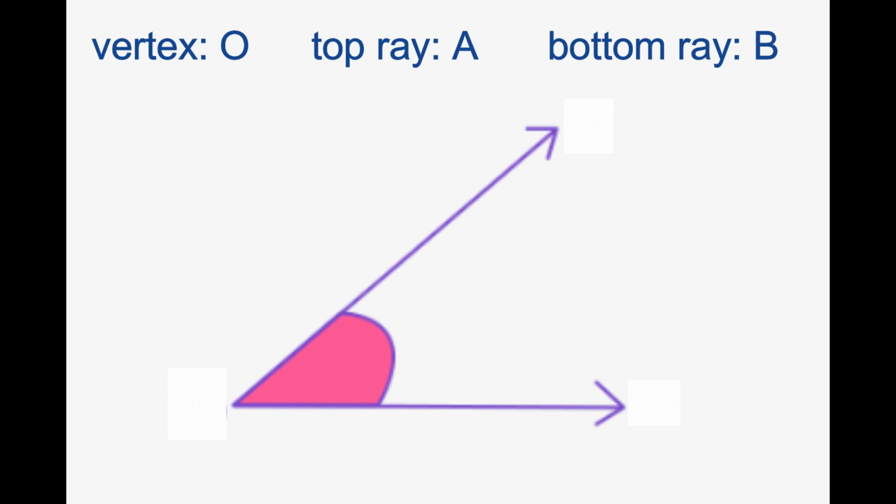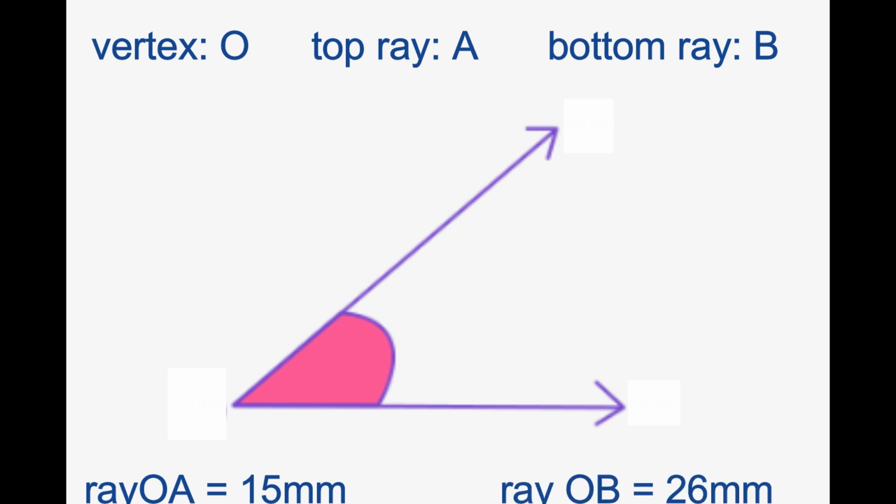Finally, since this is not to scale, we're just going to put down some fake measurements on this angle. And we're going to say that ray OA measures 15 millimeters. So I want you to label that along ray OA. And you're going to label ray OB as measuring 26 millimeters, which of course is not true. As we said, it's not to scale.